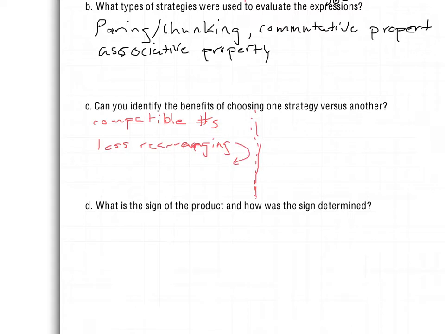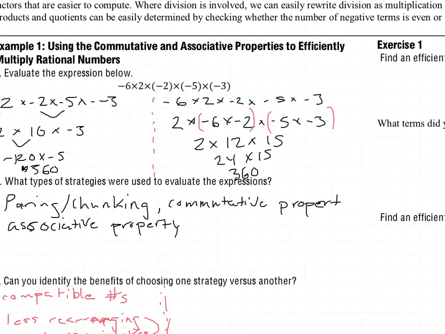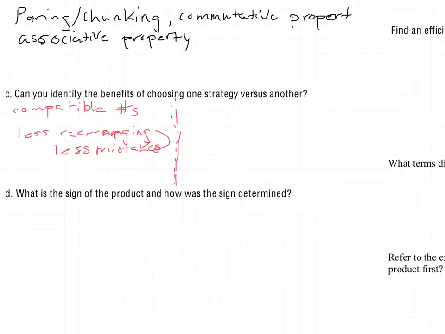Could mean less mistakes. Over here, over on the right hand side, this was nice because you took care of all of the sign information early.